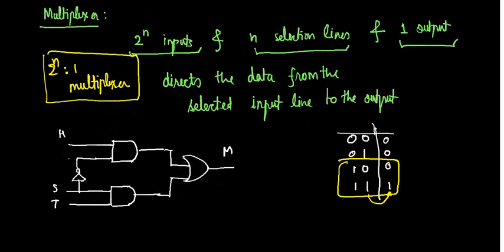So for 4:1, how would the circuit be? You have 4 inputs, right? So let me draw them. 4 inputs, A, B, C, D, and 2 selection lines, isn't it? How many AND gates will you require? You tell me. 4 AND gates? Yeah.